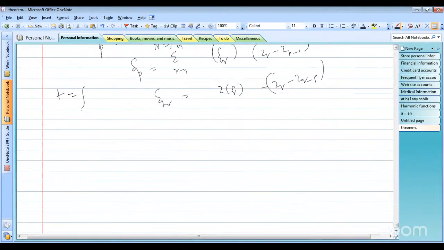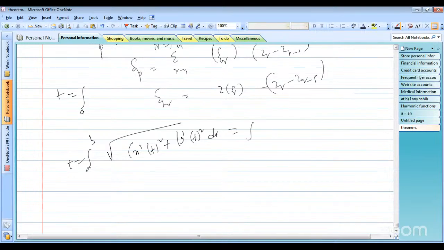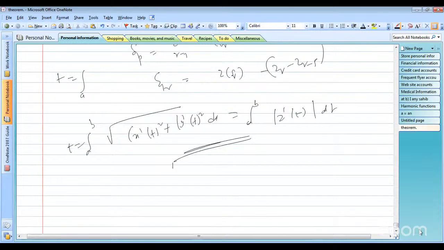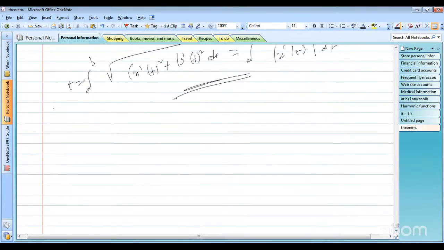The length is the integration from a to b of the square root of (x'(t))² + (y'(t))² dt, which is the integration from a to b of |z'(t)| dt. So also P(x, y) and Q(x, y) we are taking here.